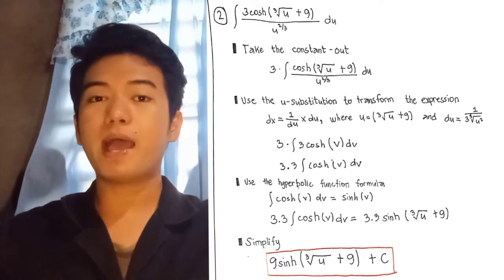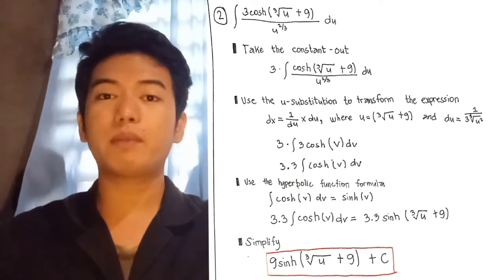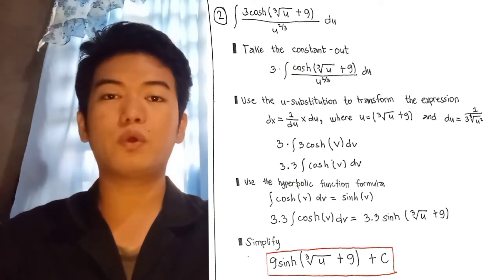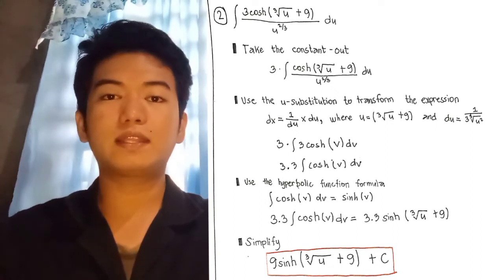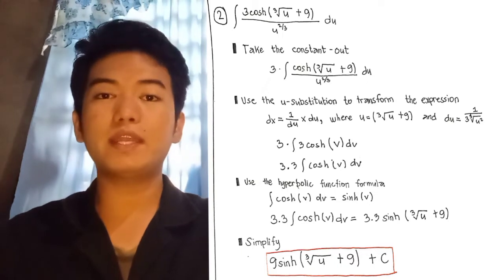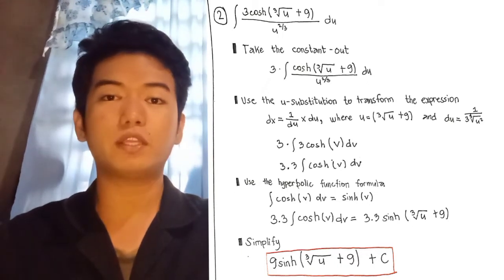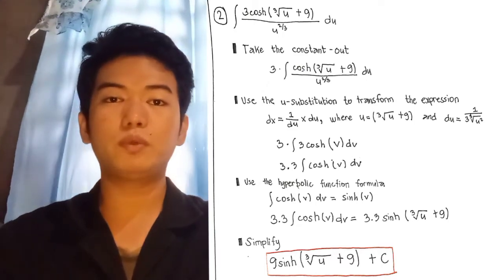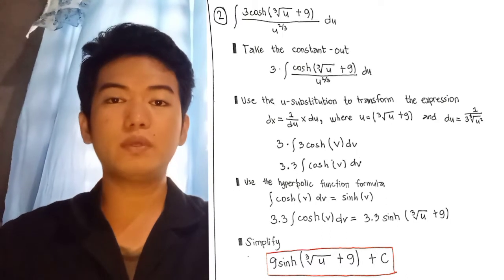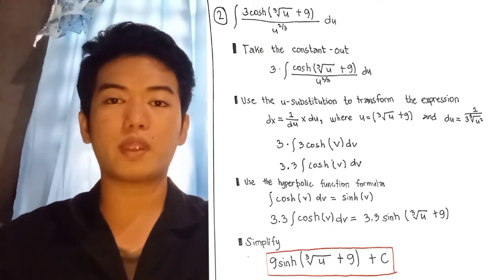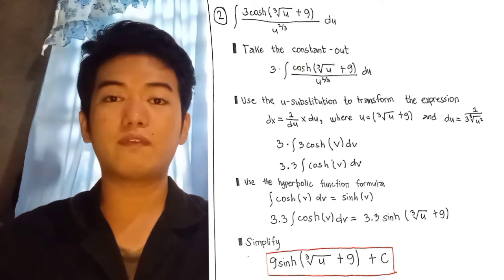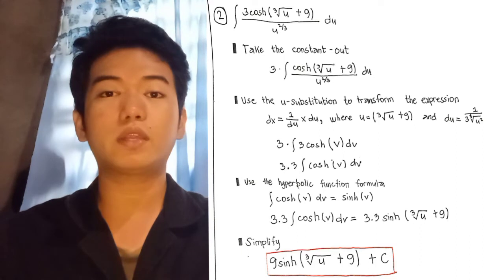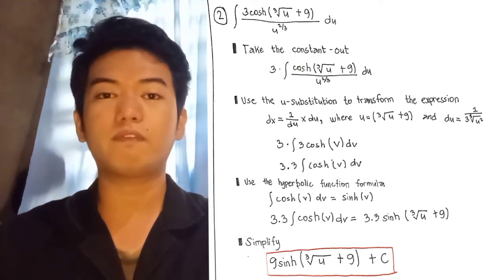Number 2. I am asked to evaluate the integral of 3 hyperbolic cosine cube root of u plus 9 over u to the 2 over 3 du. First, let the constant out, that is 3. Apply the u substitution to transform the expression. Let dx equal 1 over du, where u equals cube root of u plus 9, and du equals 1 over cube root of u squared. Let us have the variable v to avoid confusion. Then, we can come up to 3 integral of 3 hyperbolic cosine v dv.